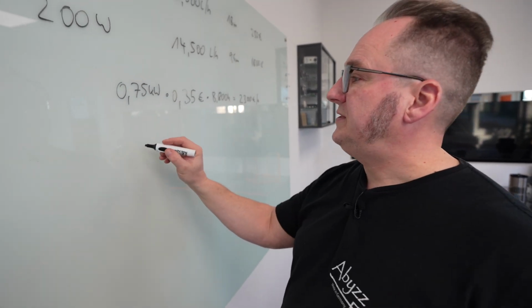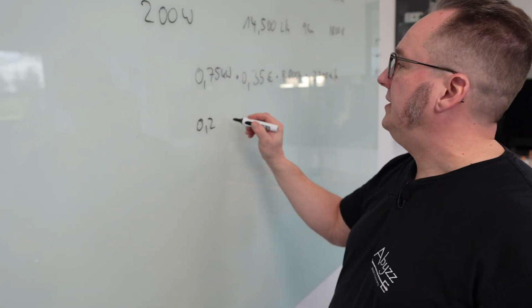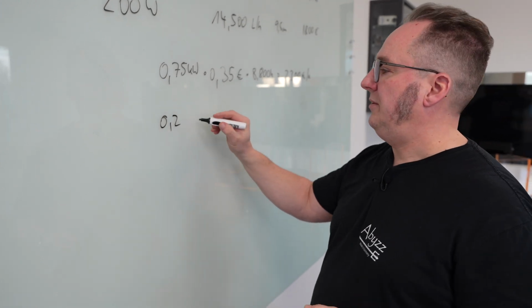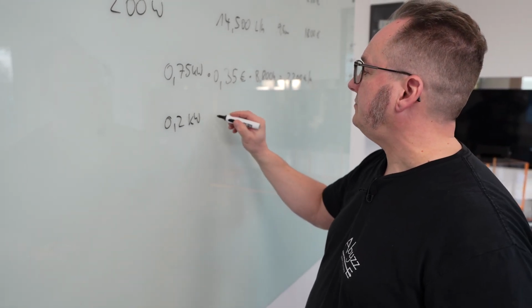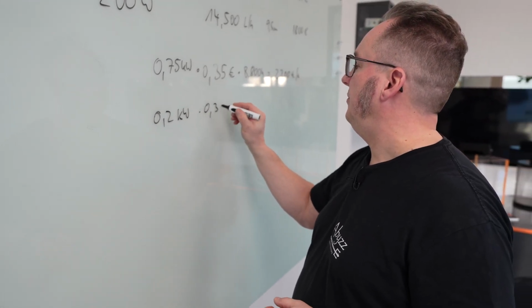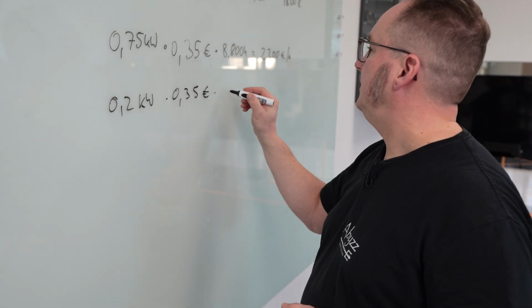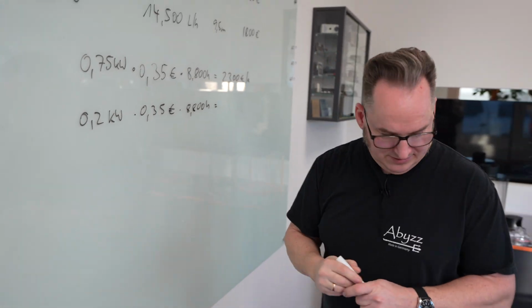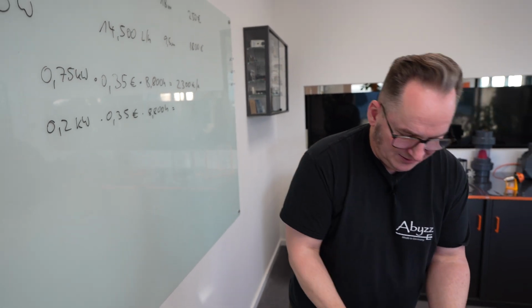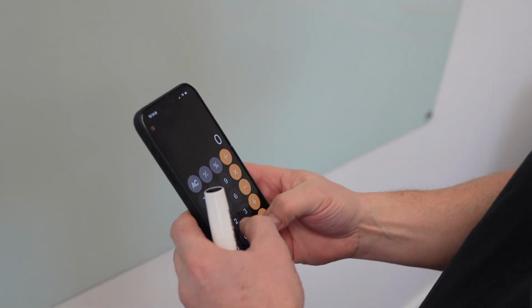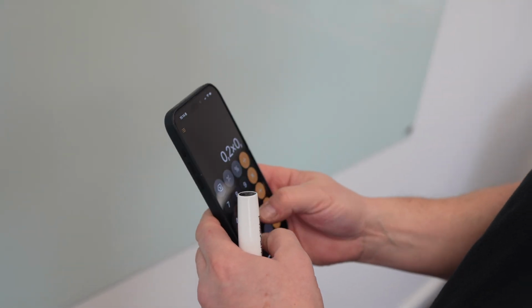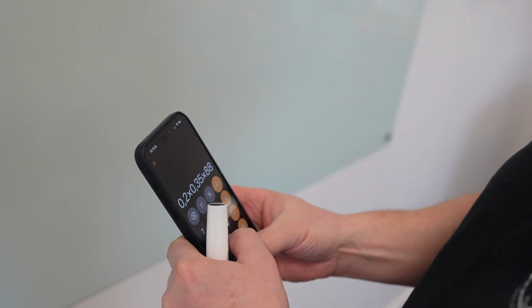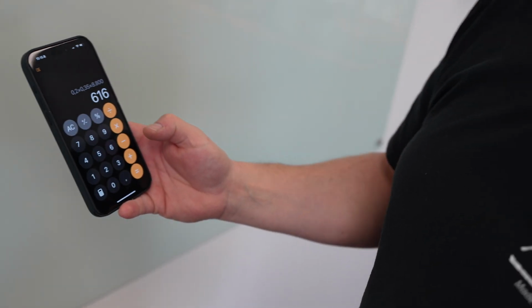So now if you do the same calculation for the A200, so we're at 0.2 kilowatts times 0.35 euros times 8,800 hours. Let's put that into the calculator. So we're at 0.2 times 0.35 times 8,800, 616.